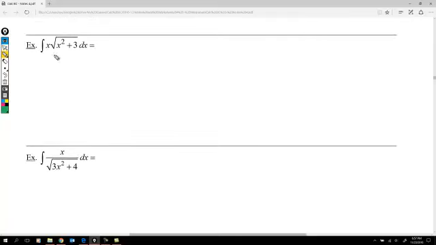Again, I have x squared plus 3, it's of a higher power, and it's inside the square root. Definitely good to be u.